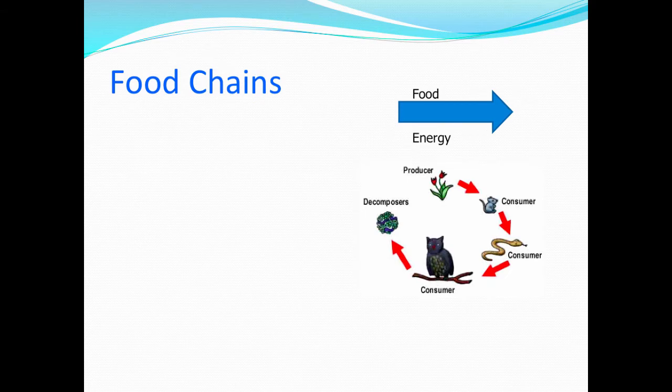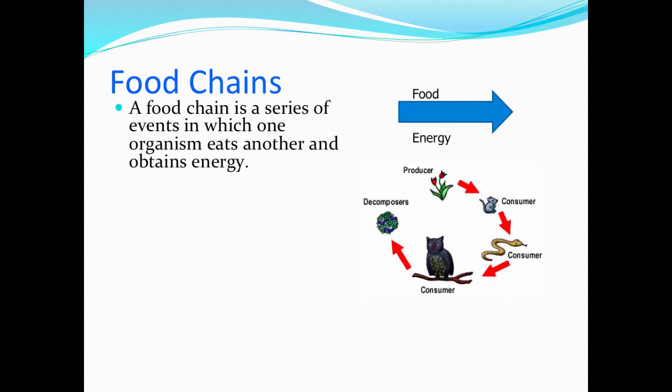Okay, so let's get back on food chains. Make sure you're making a section in your Cornell notes called food chains. This does not go on the left side, it goes on the right. A food chain is a series of events in which one organism eats another and obtains energy. You know the whole reason that we eat is to get energy, and you should now know the whole reason we eat is to actually obtain the compound glucose.